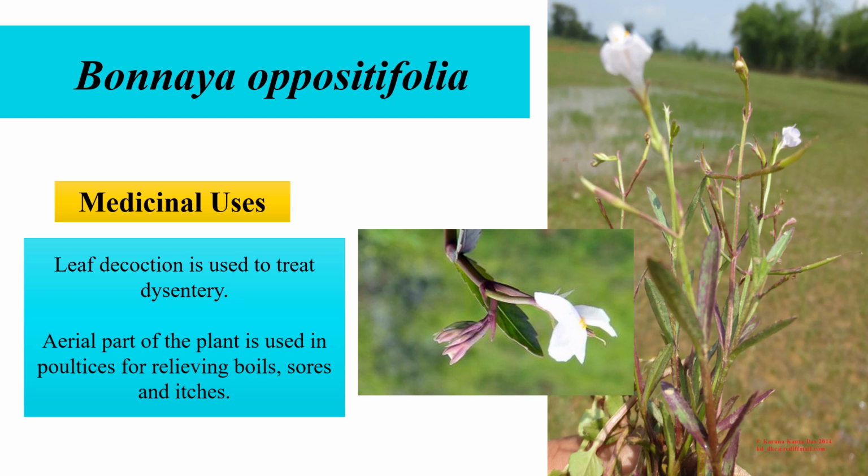Next is Bonaya oppositifolia, as the name indicates, it has opposite leaves. The leaves are mainly pinnately veined, stalkless, narrowly elliptic to narrow oblong. It is also an erect, short annual plant with a diffusely branched stem. They are mainly found in wet lowlands, scrub jungle, in rice fields, in grasslands, etc.